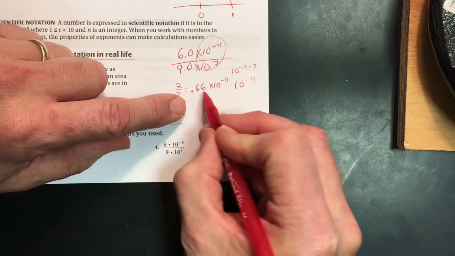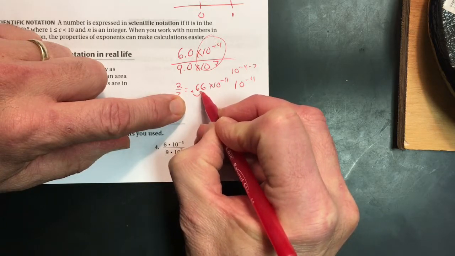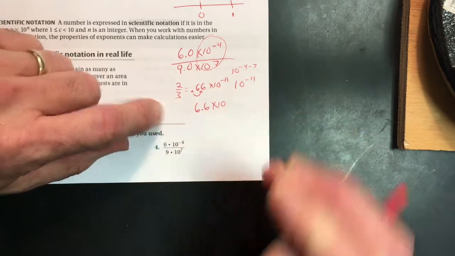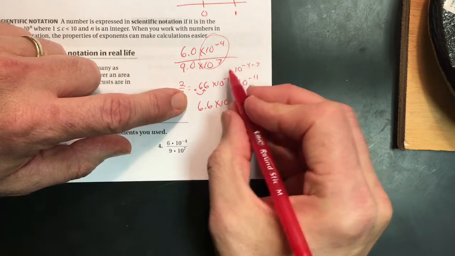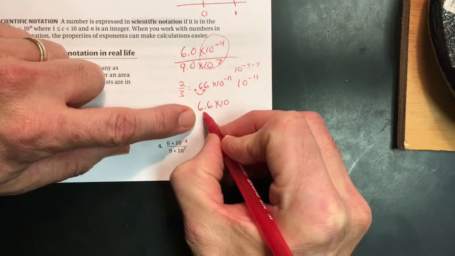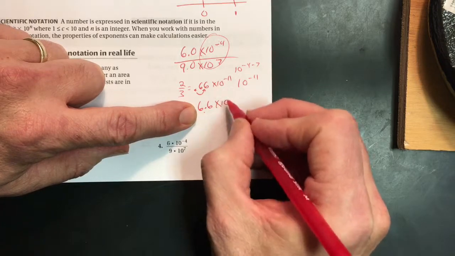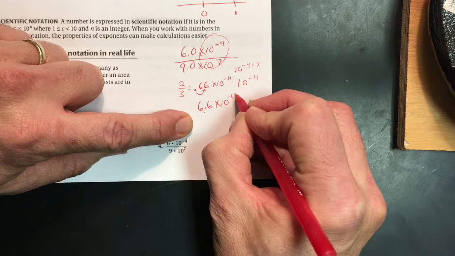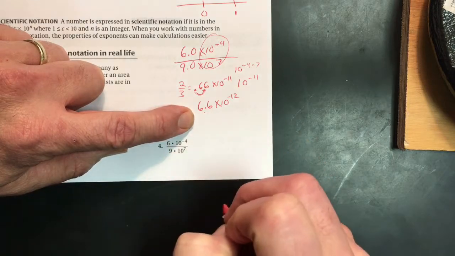Well, I'm not quite in scientific notation here, am I? I've got to move this decimal one spot. So I have 6.6 times 10. Now I have to decide, do I make this number bigger or smaller? Well, I'm making this number 10 times bigger, going from 0.66 to 6.6. So I've got to make this 10 times smaller. So I've got to make this 6.6 times 10 to the negative 12th. That balances that move of 10 from there to there.